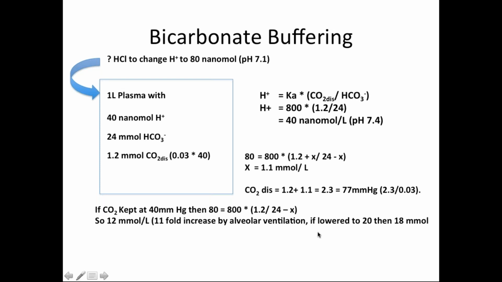If, in addition to keeping the CO2 constant, we increase the alveolar ventilation and bring the CO2 down from 40 to 20, which is what respiratory compensation is in metabolic acidosis, then you can buffer up to 18. You would need 18 millimoles to increase the H plus concentration to 80, or decrease the pH from 7.4 to 7.1. So again, this ability to blow off CO2 dramatically increases the amount of buffering that is happening in the body.